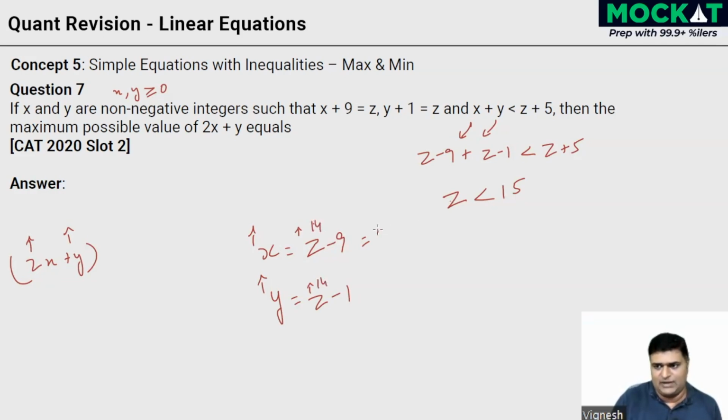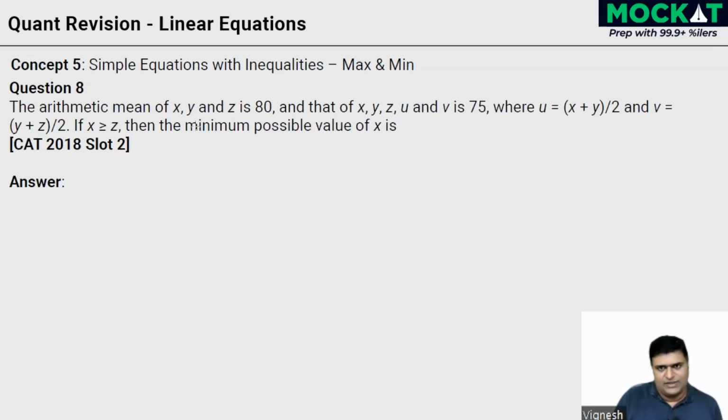And 14 minus 9 is 5. 14 minus 1 is going to be 13, right? So 2 into 5 plus 13 is the answer. So that's 10 plus 13, 23. 23 is the answer for this question. So let's look at the next question over here.